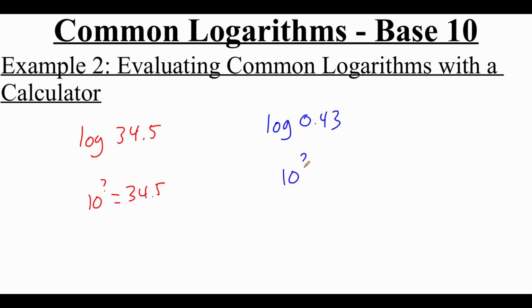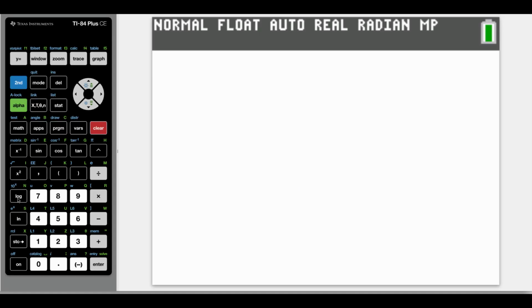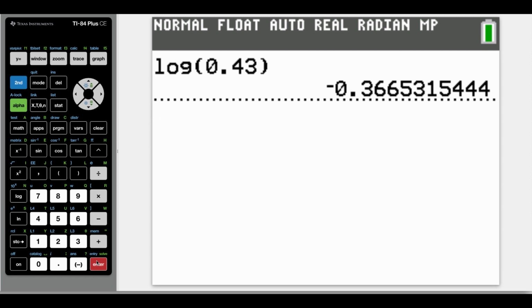Now if we wanted to look at the log of 0.43, we would have to be thinking to ourselves, what power do we have to put on 10 to get 0.43 as our answer? And again, I'm going to use my calculator to help me out. If we find our log button on the left-hand side and go 0.43, close up the parentheses, and hit enter, we'll get approximately negative 0.367 if we round that off.